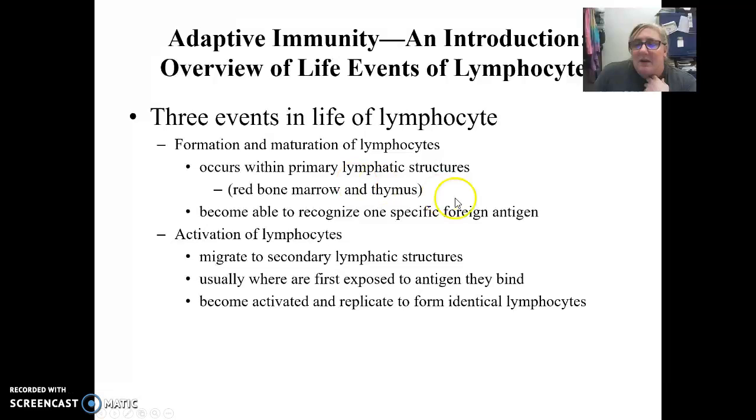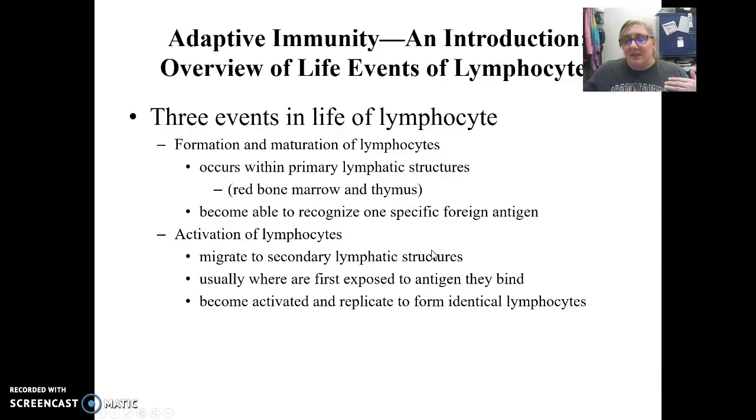So now let's talk about what goes on in the life of a lymphocyte. Lymphocytes can live for a good amount of time. Once they become activated, they're not going to live much longer, because they're going to attack and fight off the infection, and then they're just going to die. But up until they get activated, they kind of have a nice little life. They are born in bone marrow. All blood cells are produced in bone marrow.